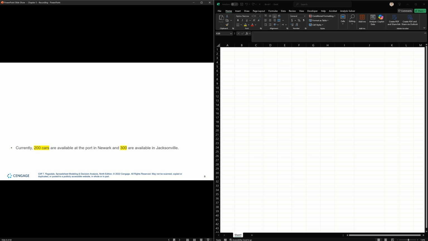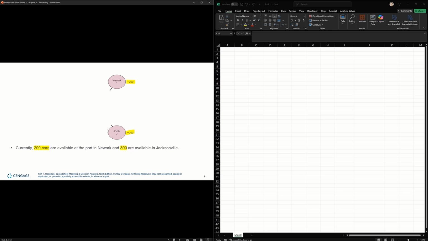Now, currently, there are 200 cars available at the port in Newark, and 300 are available in Jacksonville. So some cars were delivered from Hamburg to these 2 places, and we have 200 cars in Newark and 300 in Jacksonville. And that's how the network starts.